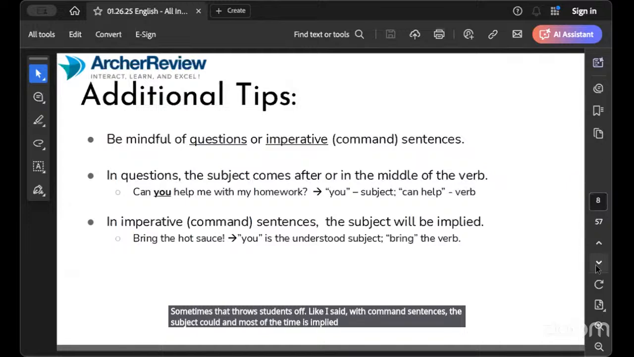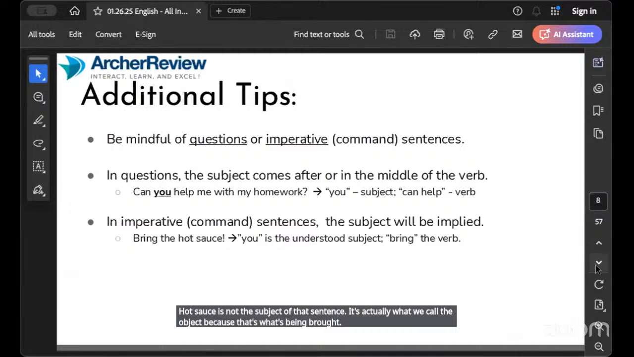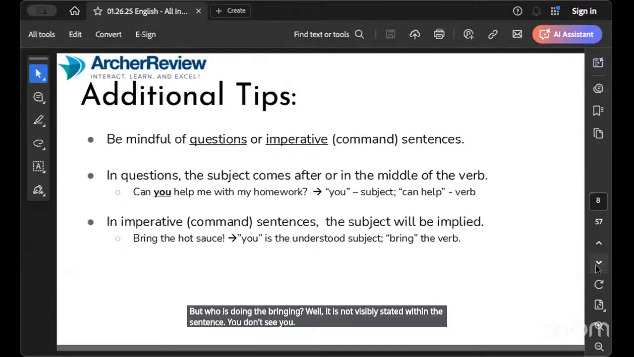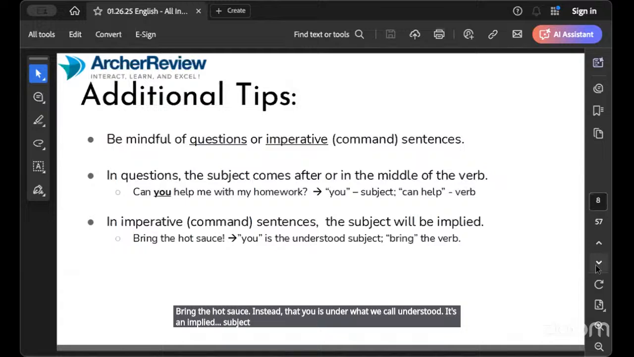Bring the hot sauce. Well, in that sentence, I don't directly have a who or a what the sentence is about. Hot sauce is not the subject of that sentence. It's actually what we call the object, because that's what's being brought. But who is doing the bringing? Well, it is not visibly stated within the sentence. You don't see "you bring the hot sauce." Instead, that you is what we call understood. It's an implied subject. So the subject is technically there, it's just not visible.